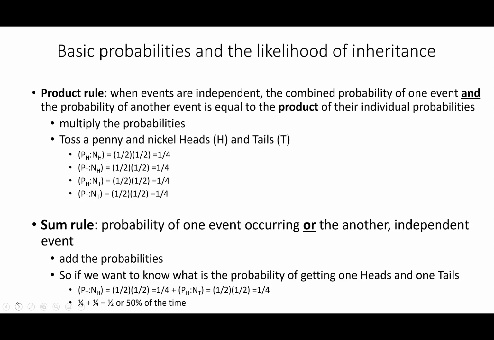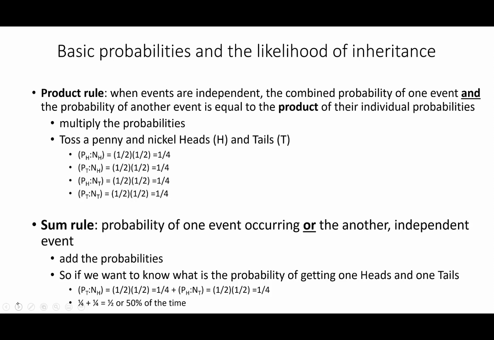In our previous lecture, we left off talking about how you could use the forked line method to answer genetic problems and calculate probabilities of either genotypes or phenotypes. In today's lecture, we're going to expand upon this and talk about how probabilities can be utilized in genetic problems. The basic probabilities are utilized when we calculate likelihood of inheritance.